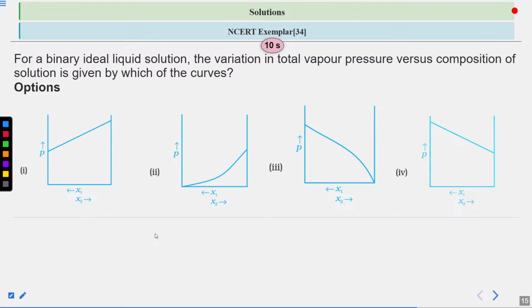Okay, now you have some time to go through it. After that, we will see the correct answer. Okay, let's see.